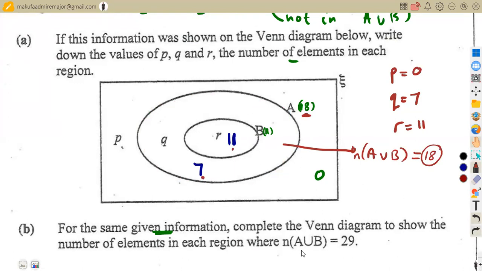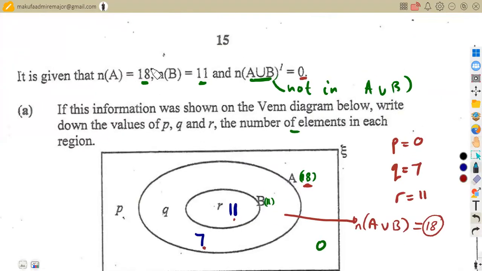But this time they are saying what is in A union what is in B, we are supposed to get 29. What is in A and what is in B combined together, we are supposed to get 29. And this information is not lying in this diagram. So where is the exact information which gives us 29? We go back to the original information that we are given here. In A, there are 18 elements. In B, there are 11 elements. If we add 18 plus 11, we obtain 29.